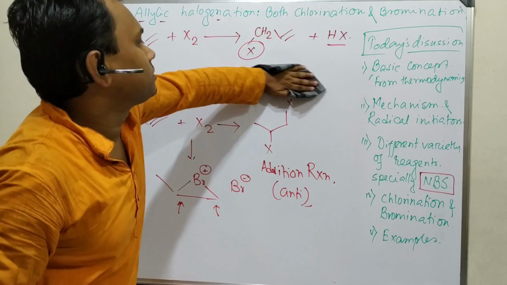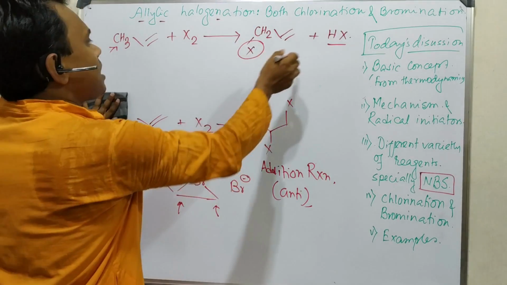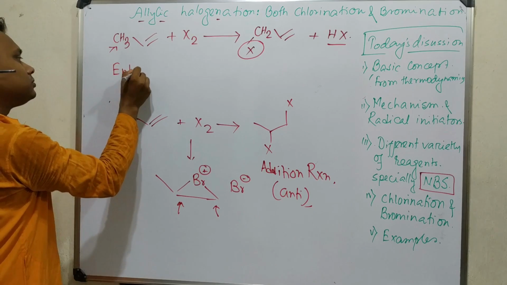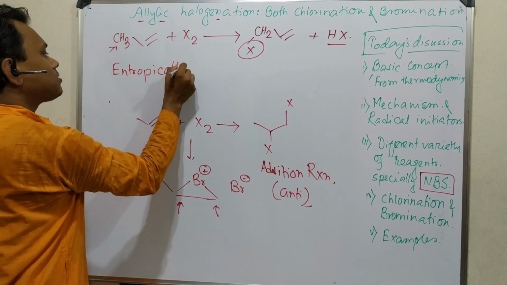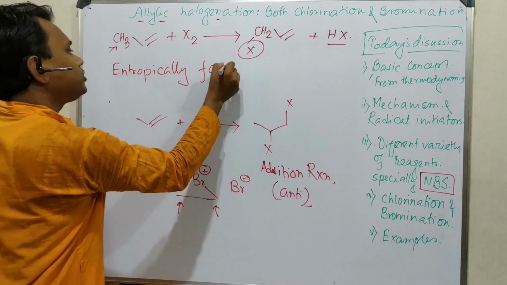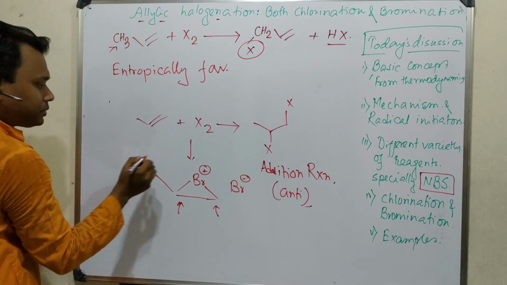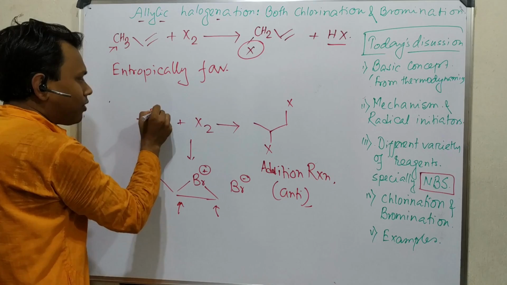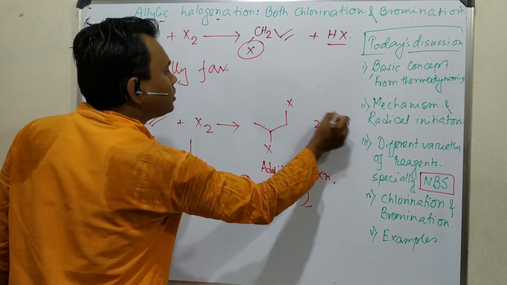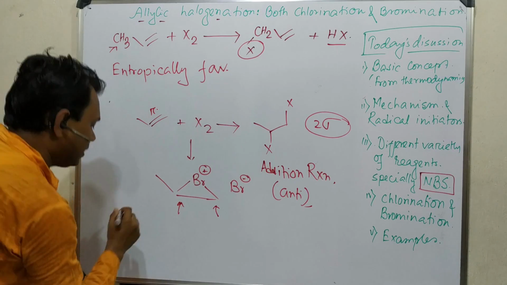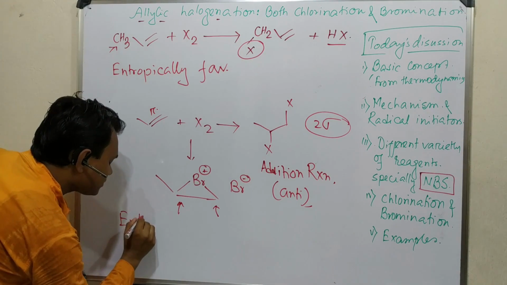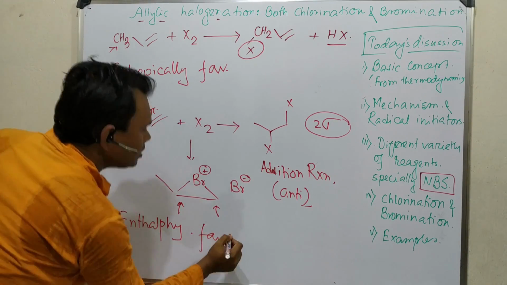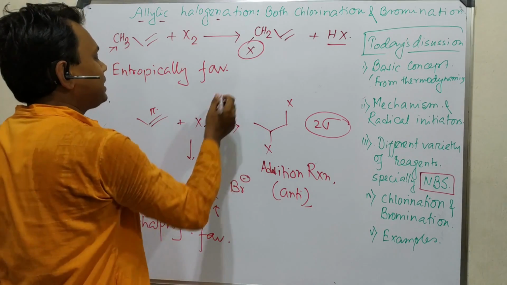So this reaction is entropically favorable. In this addition reaction, one pi bond is broken and two sigma bonds are formed, so lots of energy is released. So enthalpically this reaction is favorable.